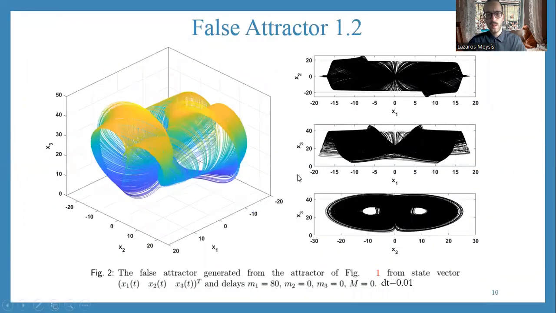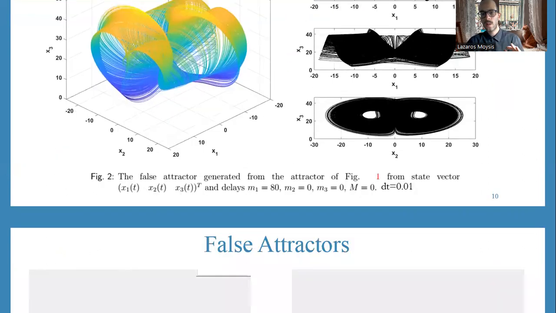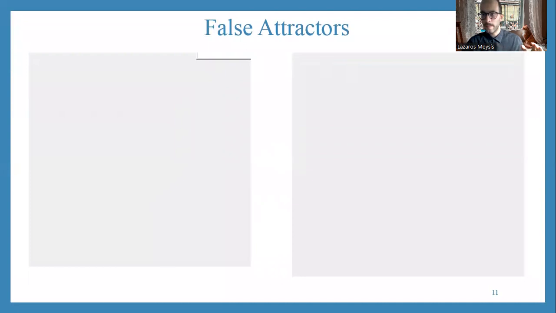This is another example. Again, we get a very different shape compared to the original chaotic attractor. Here I perform a circular shift on the first state, and the others are left the same. So the number of different false attractors that I'm going to get is almost very, very big.